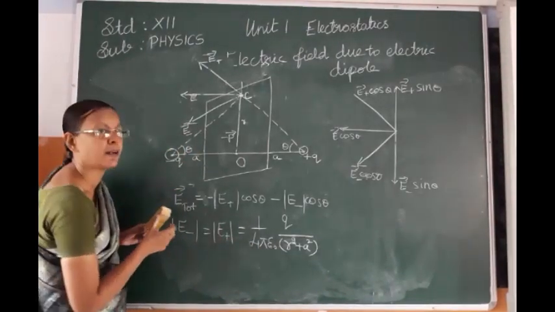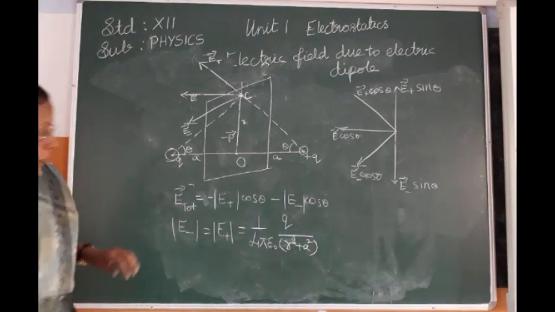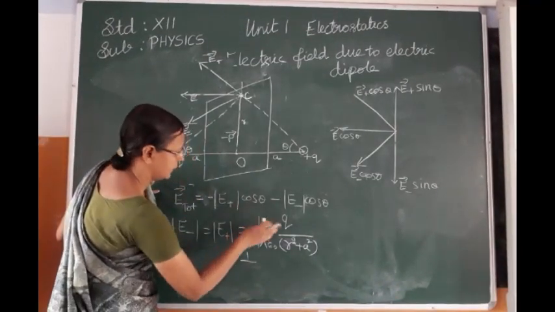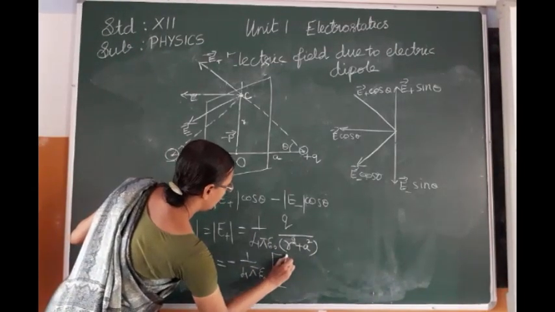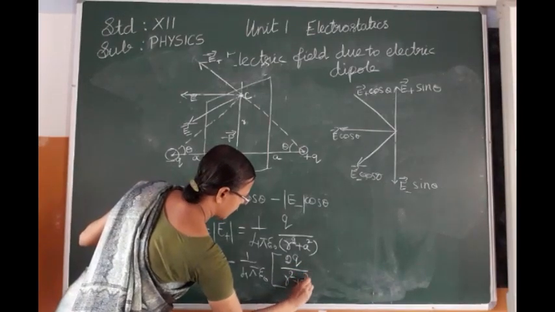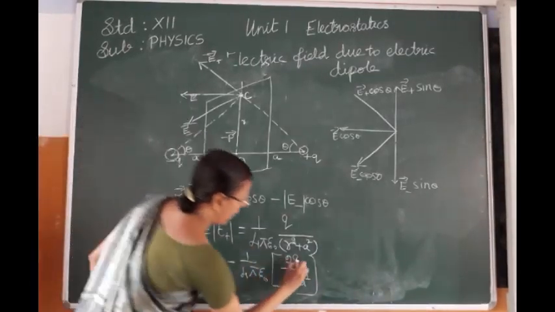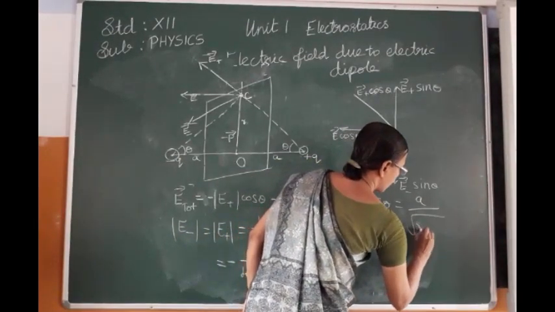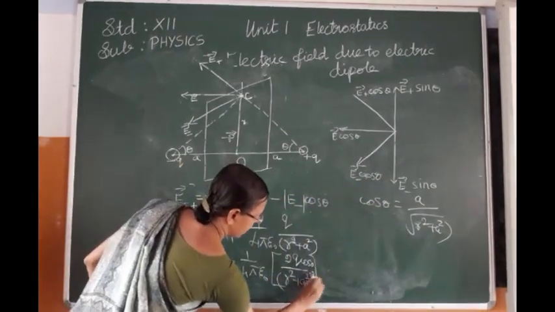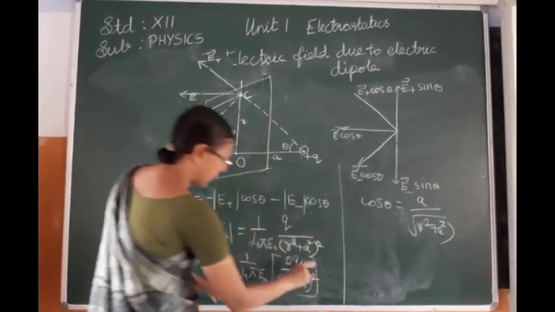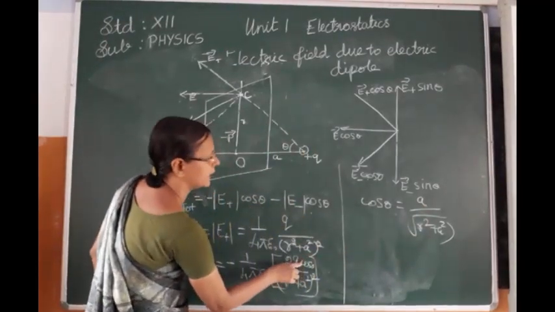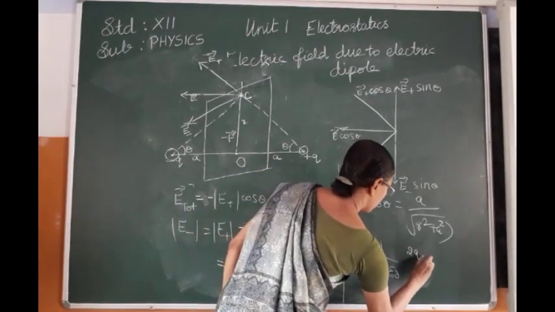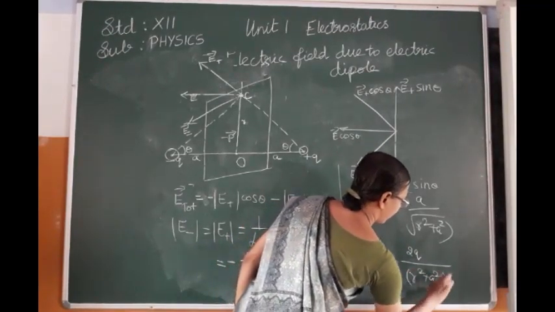We have to substitute this in the previous formula. While substituting, we get minus 2, doubled, so 1 by 4 pi epsilon 0 we can take outside. So 2q divided by r square plus a square. Here cos theta is also there. We know cos theta is equal to a divided by square root of r square plus a square. Substituting this cos theta, we will get 1 by 4 pi epsilon 0 2qa divided by r square plus a square the whole power 3 by 2.